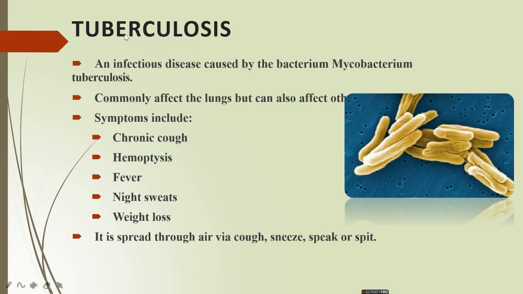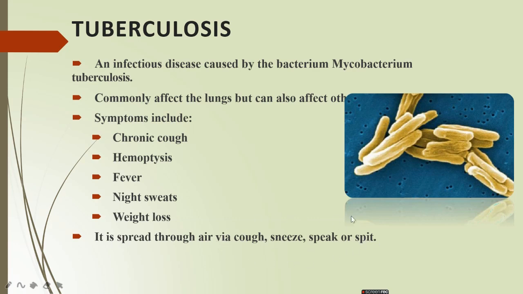We are familiar with the term TB, so it is also termed as TB. Commonly, tuberculosis affects the lungs, but can also affect other organs of the body if left untreated. Some symptoms of a tuberculosis patient are chronic cough, hemoptysis, fever, night sweats, weight loss. It is spread through the air via cough, sneeze, speak, or spit.